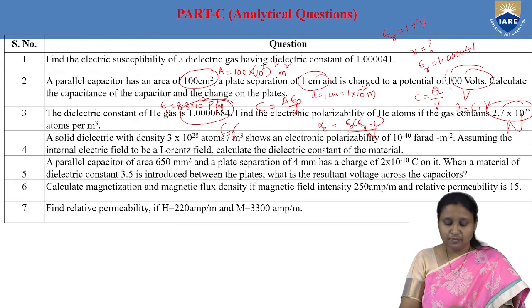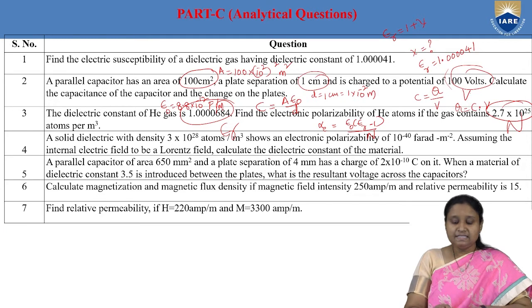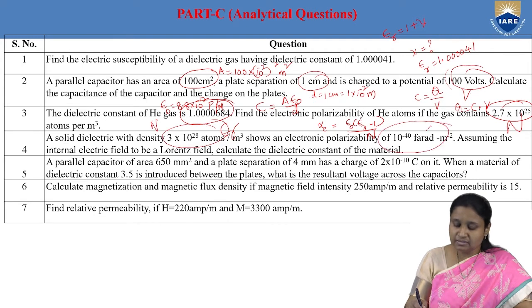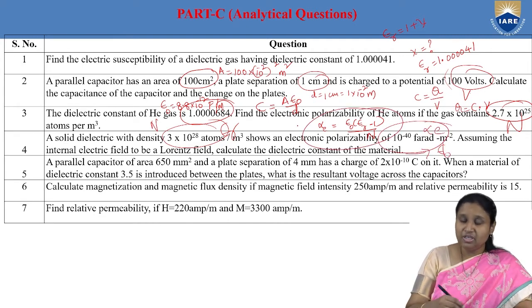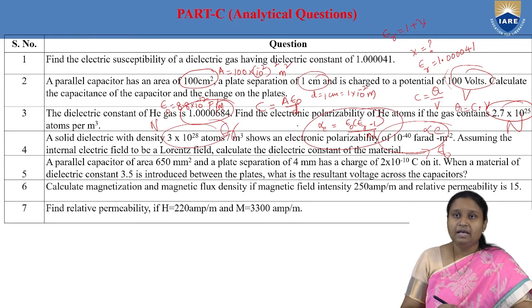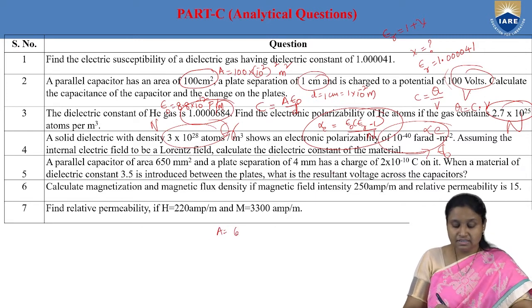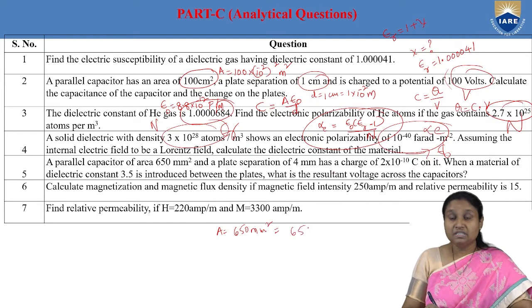Then coming to the next problem, in this case, in reverse, we were given the value of N and also the value of polarizability, and we need to find the value of epsilon r. So we are going to make use of the same formula. And in this fifth problem, we were given the value of area. Area is 650 millimeter square, so it will become 650 into 10 to the power of minus 3 whole square meter square.